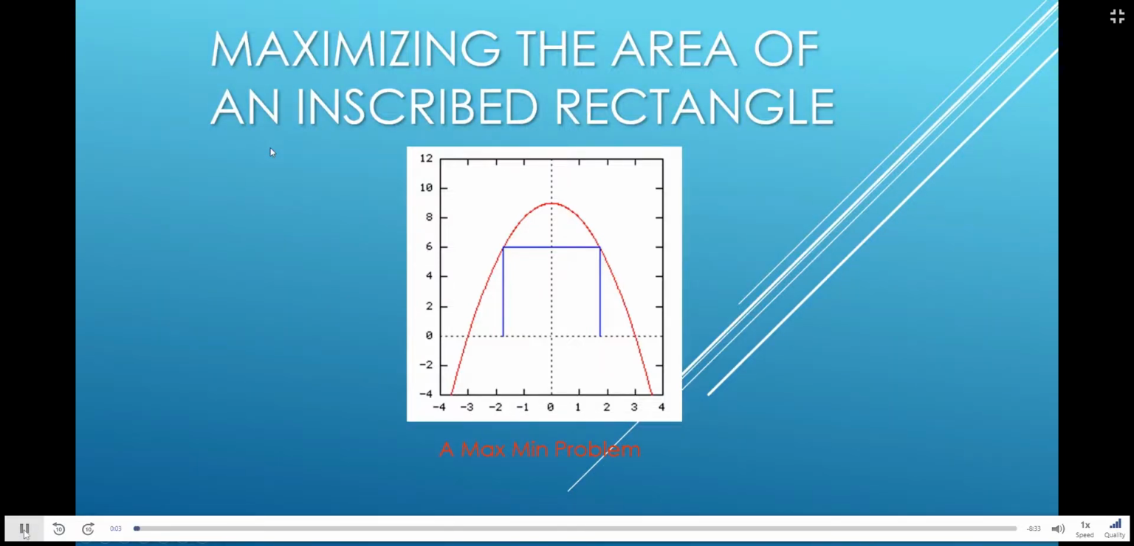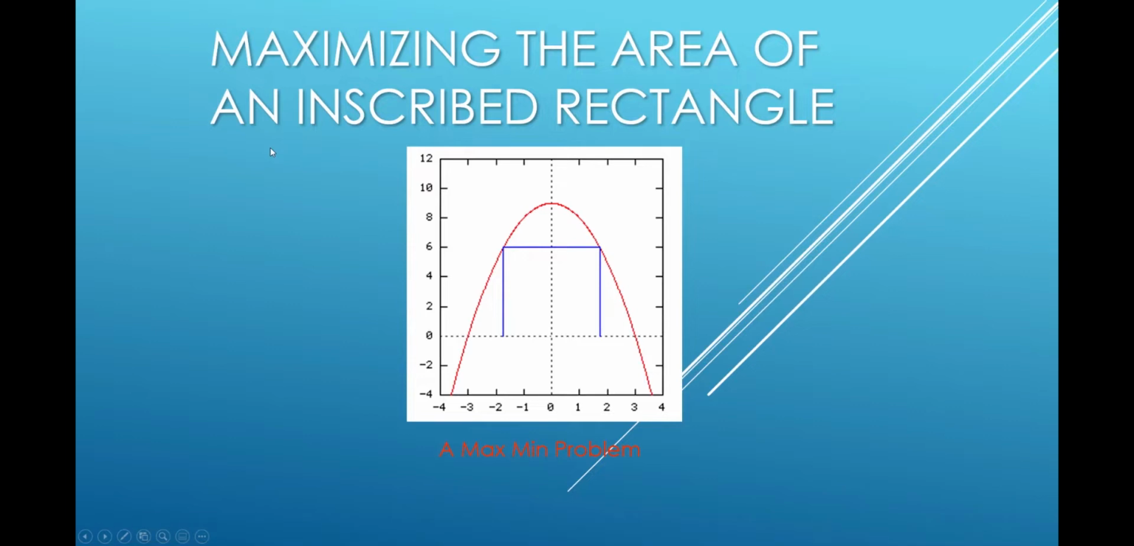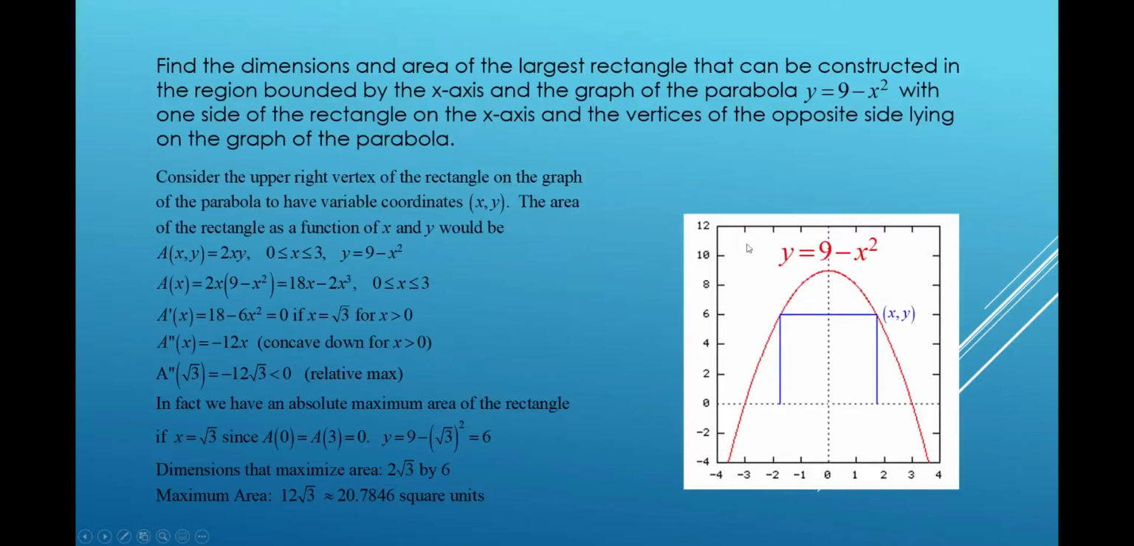Well, in this video I want to talk about doing a calculus max-min problem. The example I'm going to look at involves constructing this rectangle here with two vertices on the graph in red of a parabola and the other two vertices on the x-axis. We want to do it in such a way that the area of the rectangle is going to be maximized. It's called a max-min problem or optimization problem.